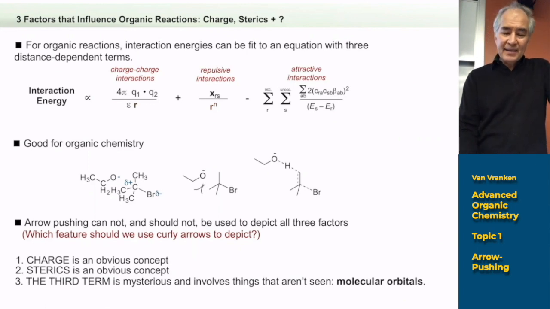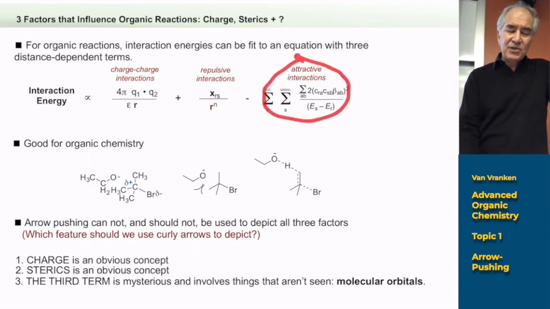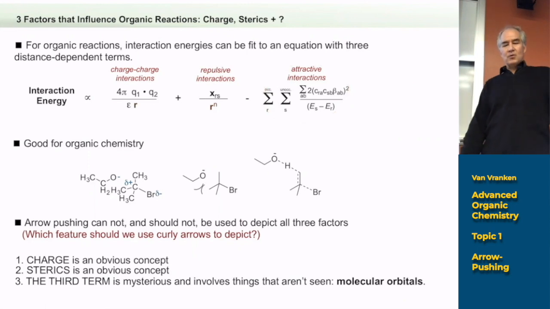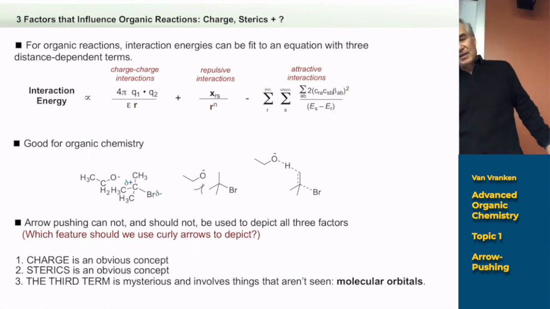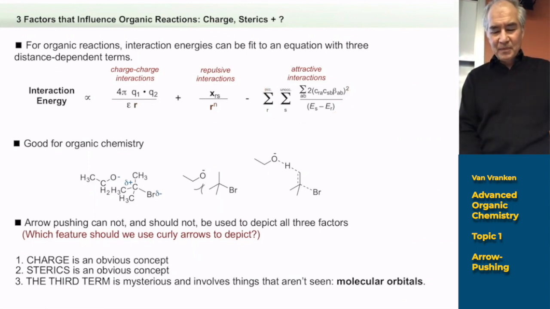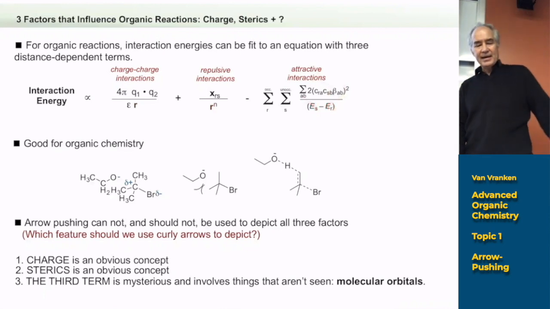But what we do need is a class that teaches us about this very mysterious looking term in this mathematical equation. Like, God, look how complex that is. You're summing over all the atoms in one molecule and all the atoms in the other molecule. There's some sort of a coefficient here. There's some sort of an overlap term of electron density. And then there's the energies of something. Who knows what that is?